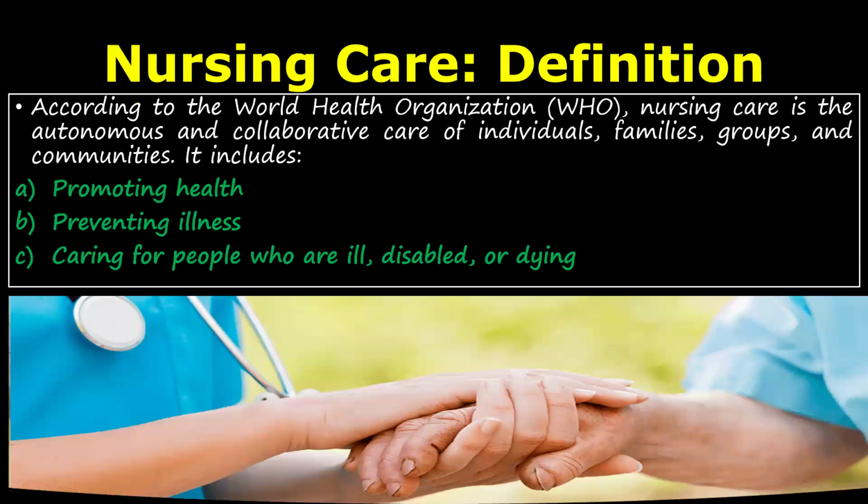Now, nursing care. So we've been talking about nursing, but what is nursing care? So now there is the word care. According to the World Health Organization, nursing care is the autonomous and collaborative care of individual families, groups, and communities. It includes 3 things. Number 1, we are promoting the health. Number 2, we are preventing illness and caring for people who are ill, disabled, or dying.